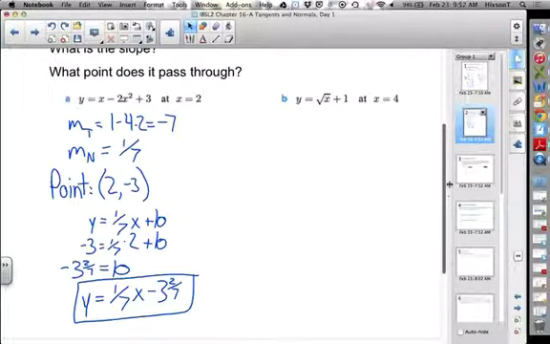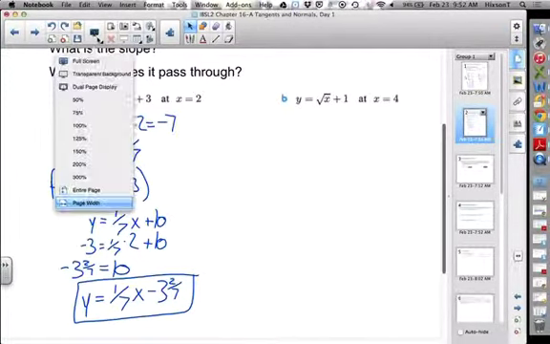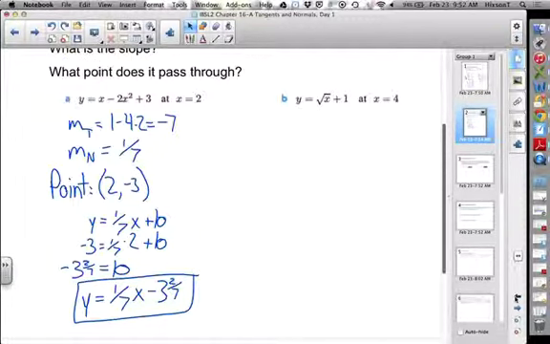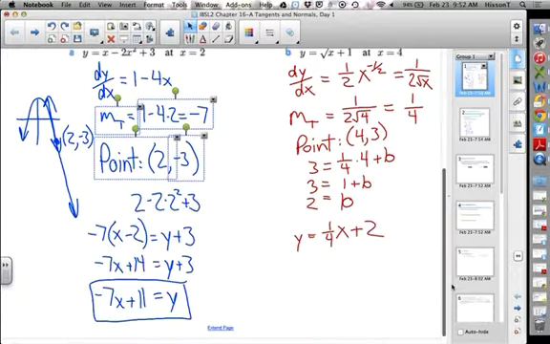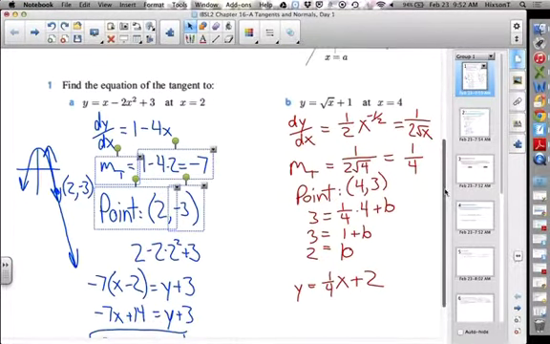So try this one. I'll put up what we had before. I'll just go back. Okay. Here's what we did for the tangent line. Go ahead and find the equation of the normal line. They're at x equals 4.